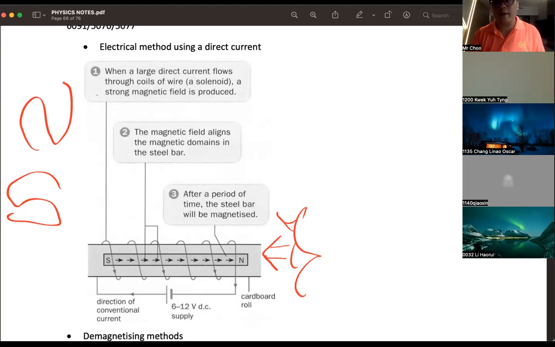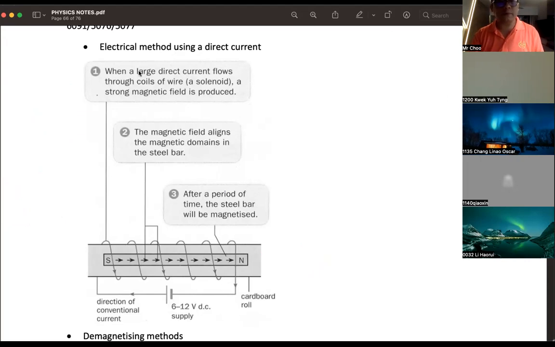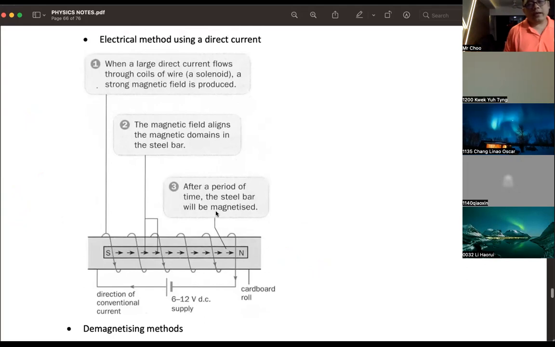Okay, now let's continue. Okay, so we have learned 3 ways to make something a magnet. So can all of you type out what are the 3 ways of making something as a magnet? Okay, all of you type it out now.